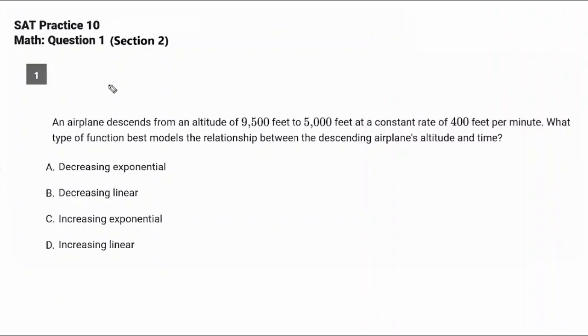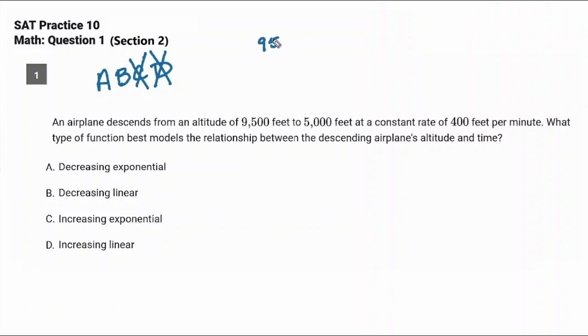For these kinds of questions, you definitely want to write A, B, C, D, and then you just want to cross off. So conceptually, what's going on here? This is an airplane, and it's going down. So if it's going down, is it going up? No. So what can you cross off? Cross off C and D, and then all you got to figure out, is it an exponential decrease or a linear decrease? Well, the key word here is constant rate.